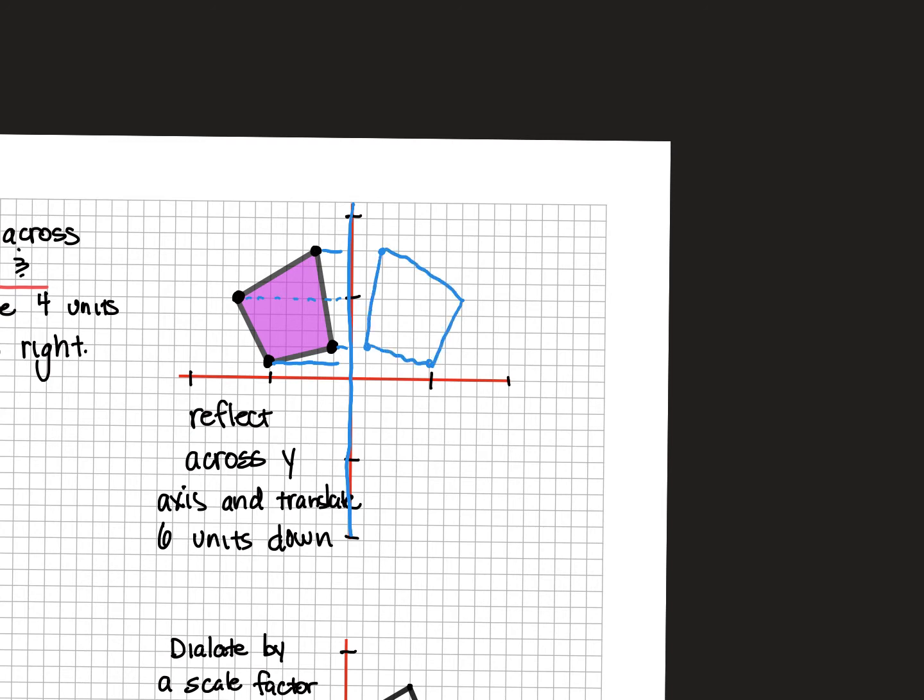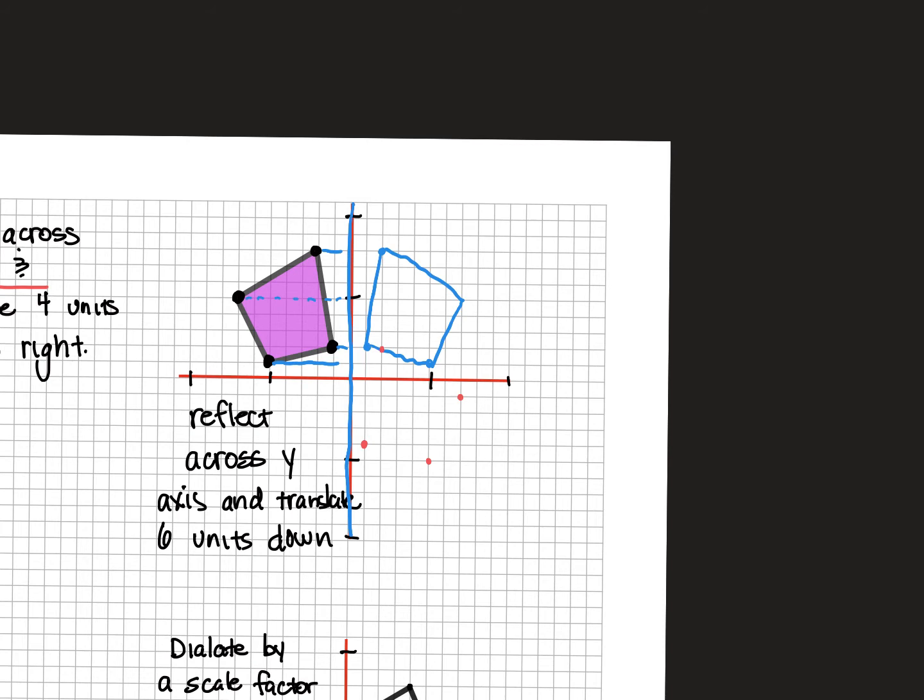So it flips across the y-axis and then 6 units down. Okay, I can do that. 1, 2, 3, 4, 5, 6. 1, 2, 3, 4, 5, 6. 1, 2, 3, 4, 5, 6. 1, 2, 3, 4, 5, 6.